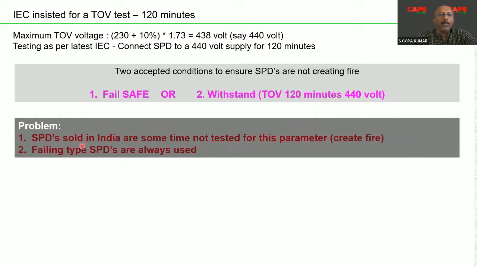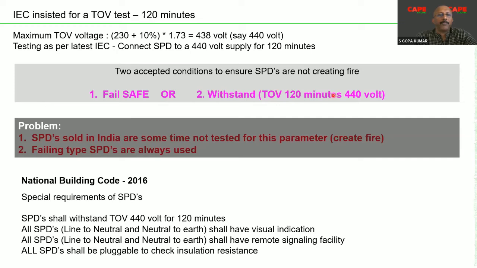So in our case, when you select the SPD, please ensure that your SPD is able to handle one of these. Fail safe means under a TOV condition, your SPD will fail, but it cannot catch fire. Let it fail, but it shall not create a hazard. Number two, the SPD can withstand. That means nothing happened to the SPD. SPD is still strong. Of course, commercially, the second one will be a little bit expensive.